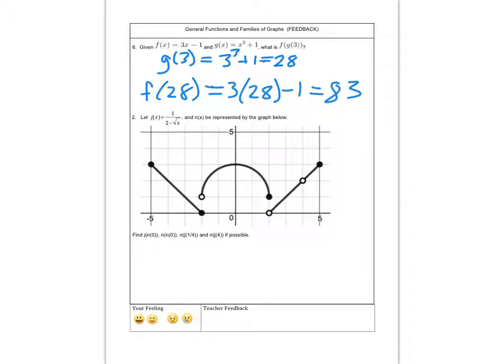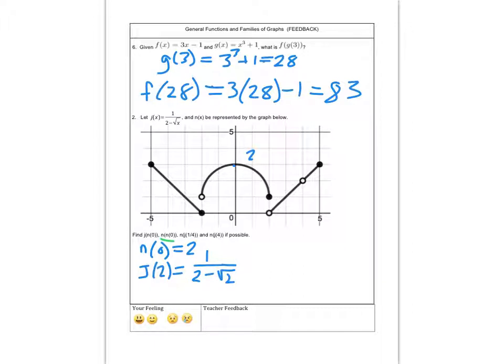For number 2 on this page, the numbers seem to be very arbitrary this time. J of n of 0. So first off, I'm going to find n of 0. N is the graph. N of 0 is 2. So j of 2 is going to be 1 over 2 minus the square root of 2, and that's it.